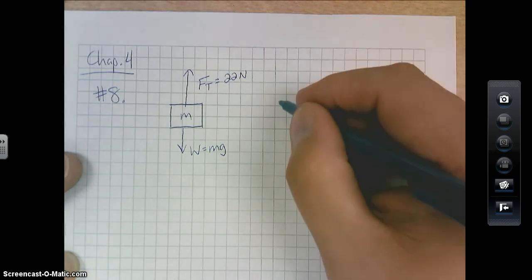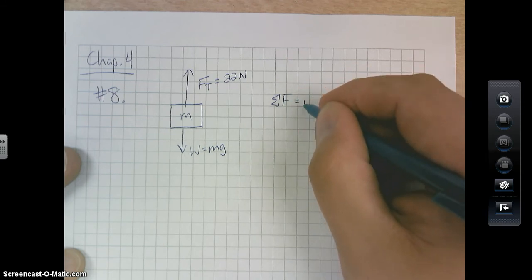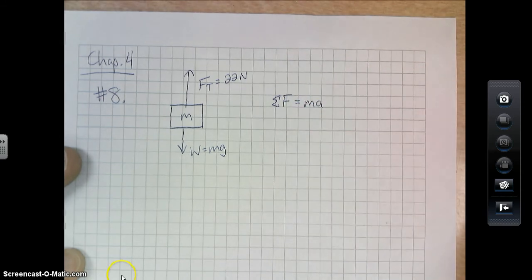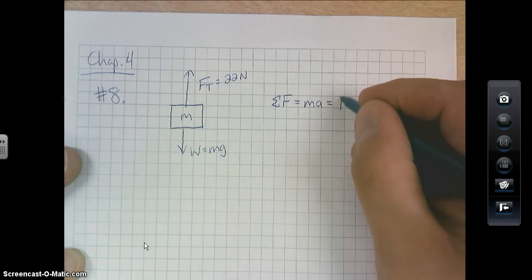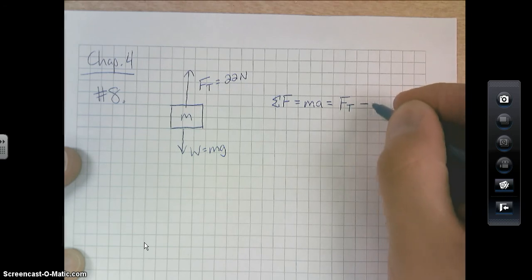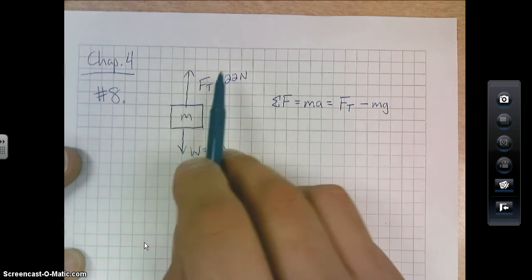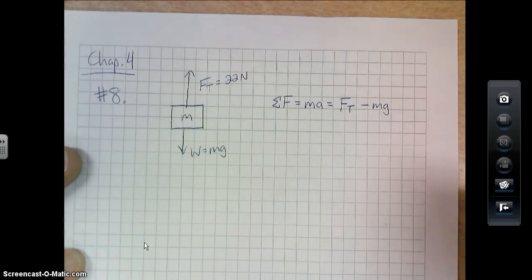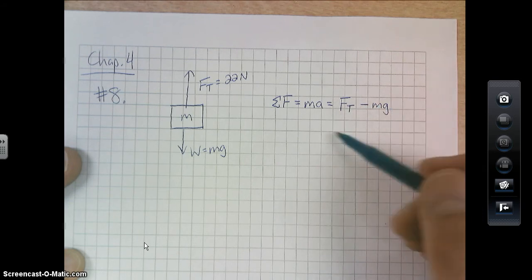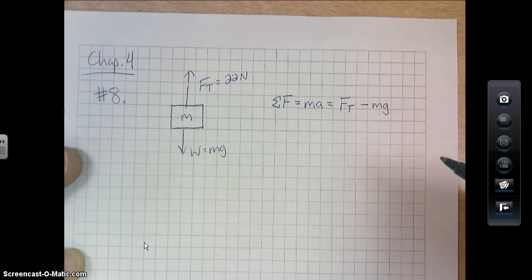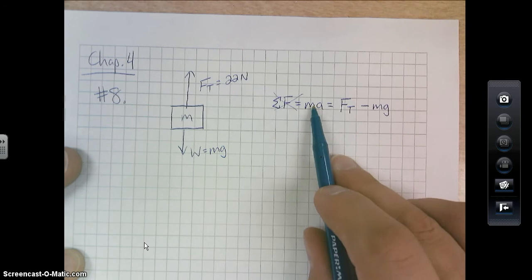So the things that we can say: the sum of the forces must be equal to the object's mass times the acceleration. And I know that the unbalanced force in this case is going to be the tension force minus the weight. In order to accelerate upwards, that tension force would have to be greater than mg. So by figuring out that the unbalanced force is F_T minus mg, that would allow me to solve this particular problem. So I'm going to forget about this now and just use this as my equation.